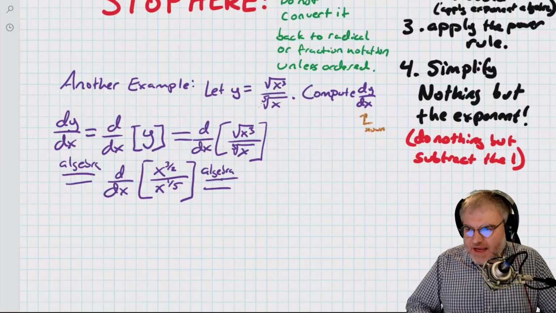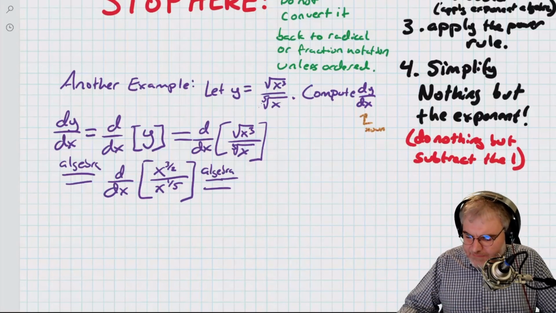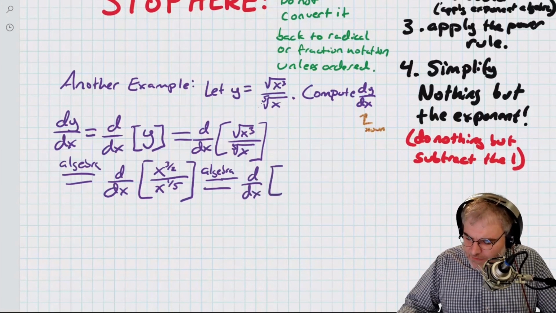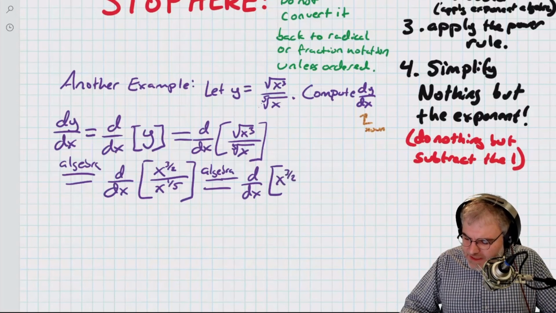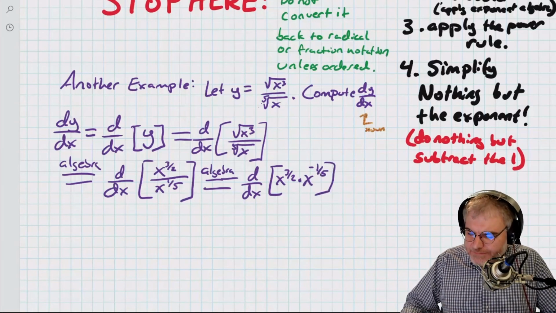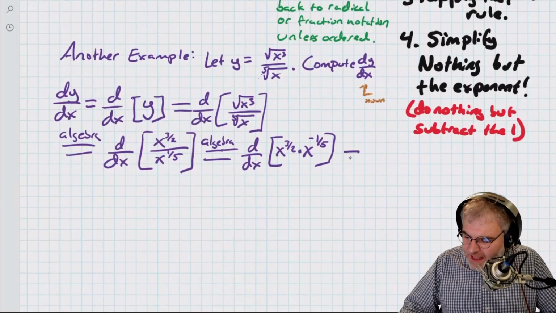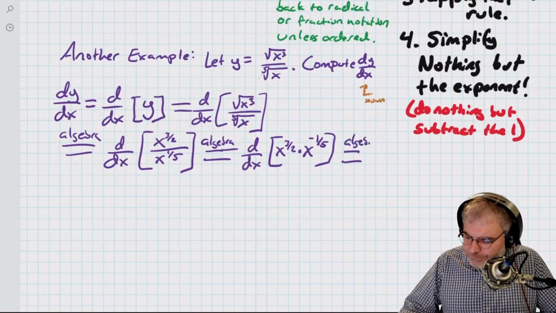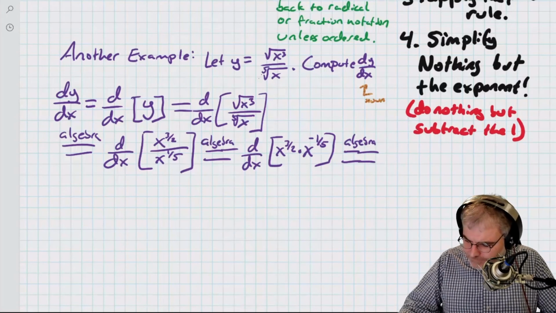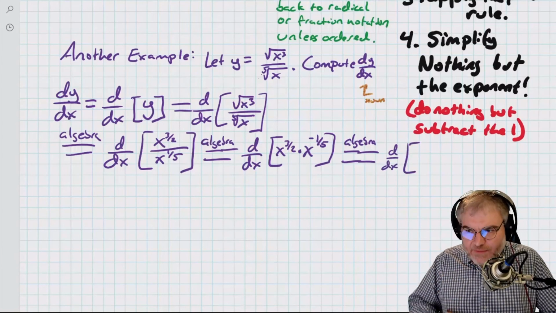By the way, you don't need to write algebra above your equal signs. I'm doing that to communicate. I'm not doing any calculus. d over dx. Now, I'm going to do x to the 3/2 times x to the negative 1 over 5. No calculus has been done. Algebra again. d over dx, again, I still haven't evaluated that derivative.